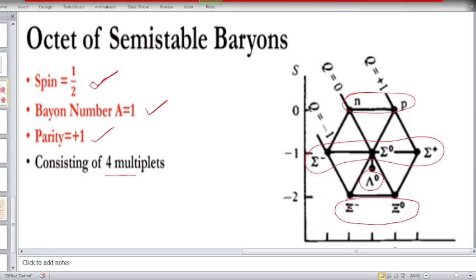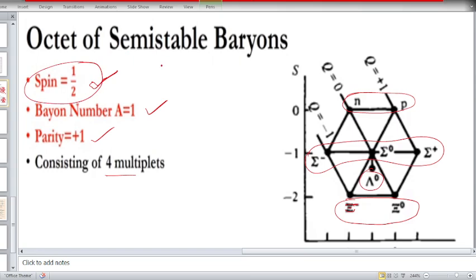And then you have cascade minus and cascade 0, or psi minus and psi 0. These are the particles inside this octet of semi-stable baryons. You have to remember that the spin of these baryons is half. These are spin half baryons.